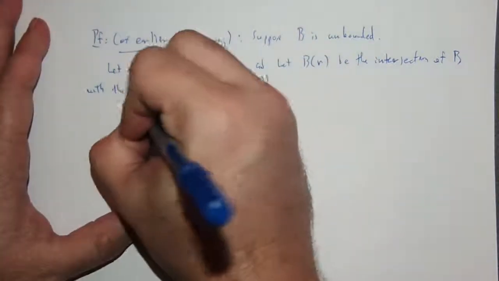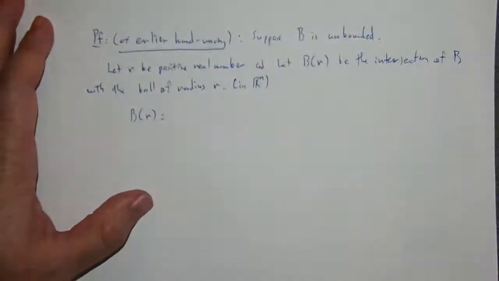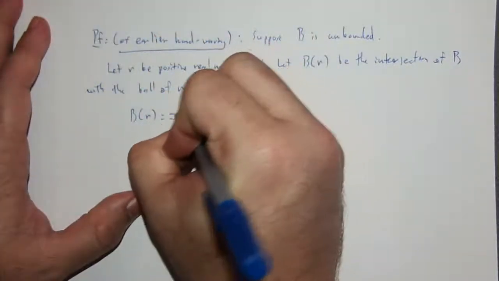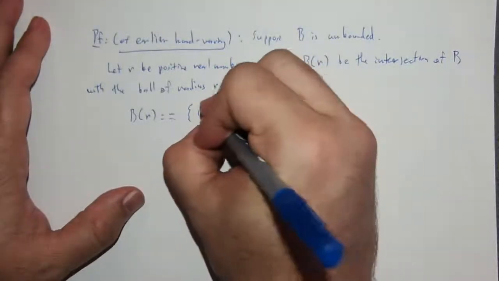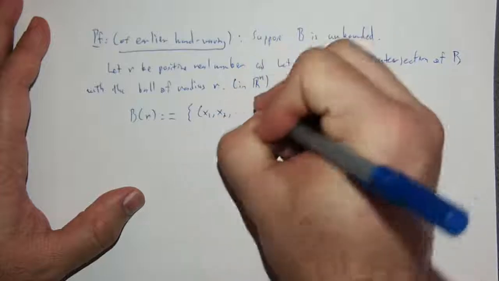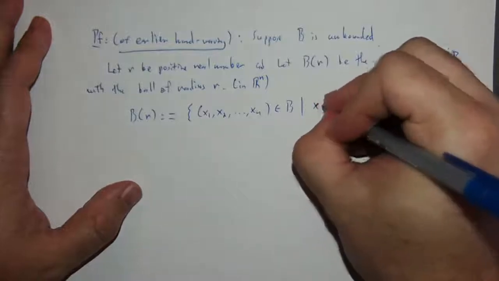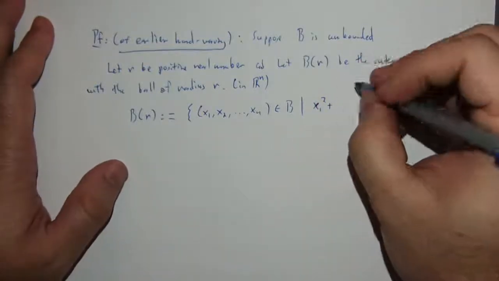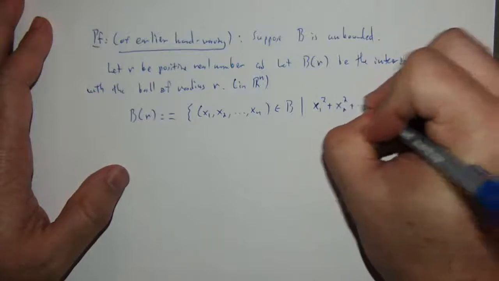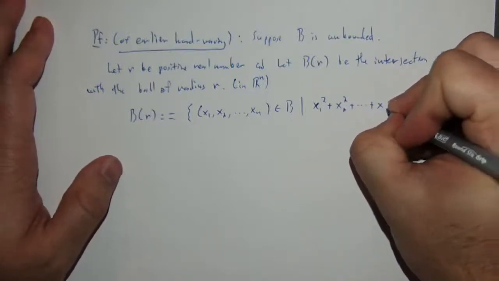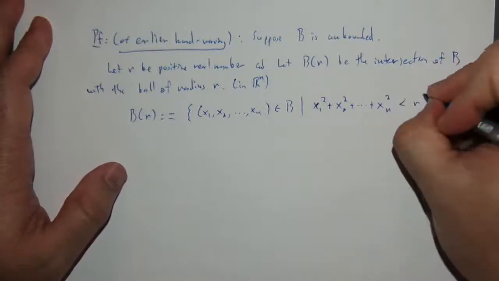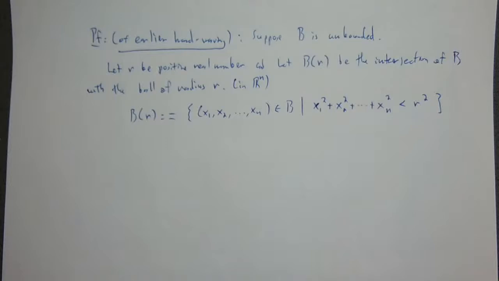Okay, so we can write out exactly what that means here. So this B of R is defined to be the set of n-tuples in B such that I have this distance restriction. So this is the distance in Rn, of course. The sum of the squares of the entries is less than R squared. So this is the open ball of radius R in Rn centered about the origin. Okay.